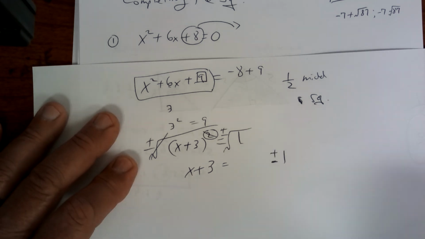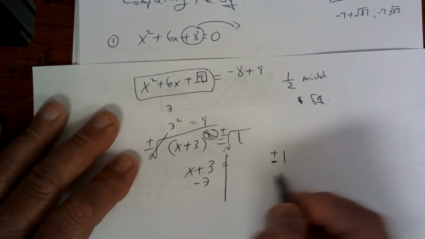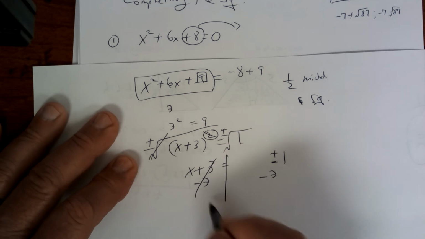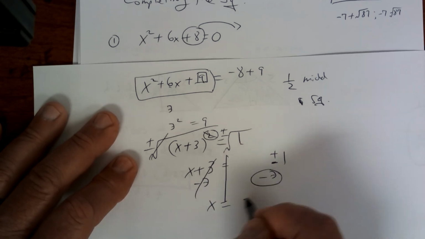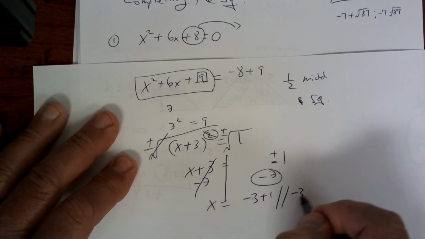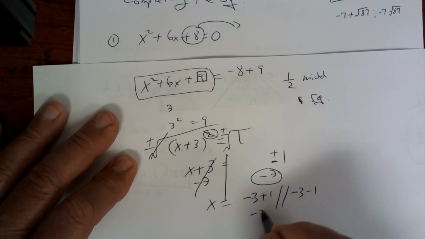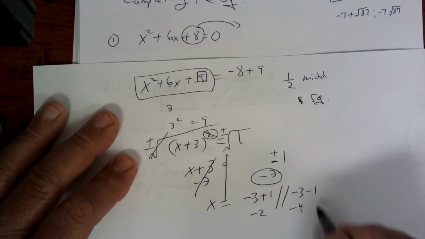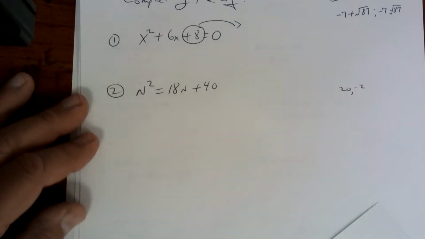And then now you're going to subtract 3 from both sides. When you do that, you get x is equal to a negative 3 plus 1, and x is equal to a negative 3 minus 1. So your answer is going to be a negative 2 and a negative 4. Let's try one together. Copy this one down right here.